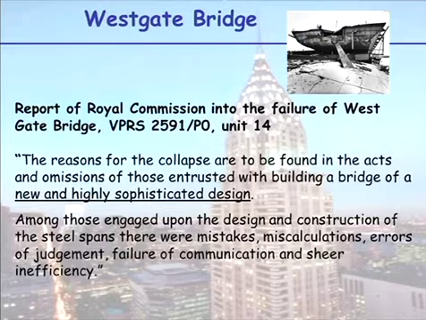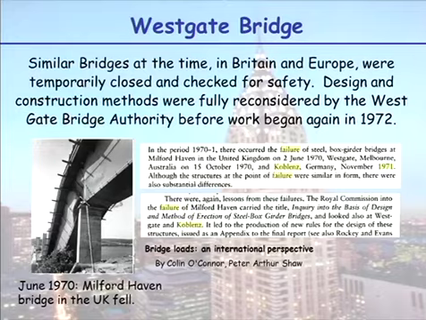The Westgate Bridge was not the only bridge that fell down. Similar bridges at the time in Britain and Europe were temporarily closed and checked for safety. In England, there was also a failure for similar buckling reasons, and I think in Canada there was also another failure. So design and construction methods were fully reconsidered by the Westgate Bridge Authority before work began again in 1972.